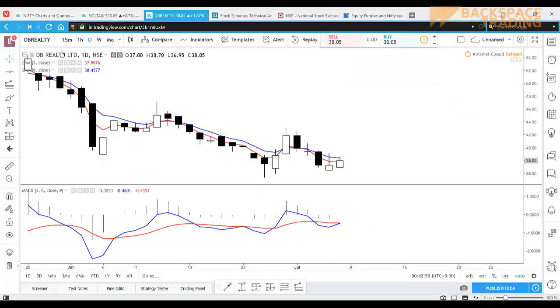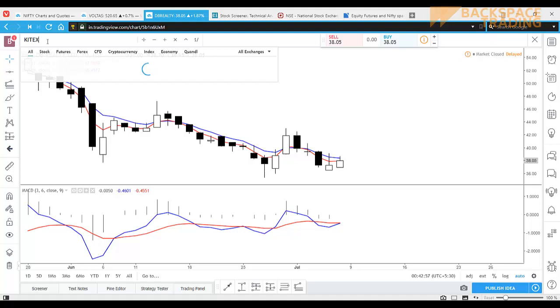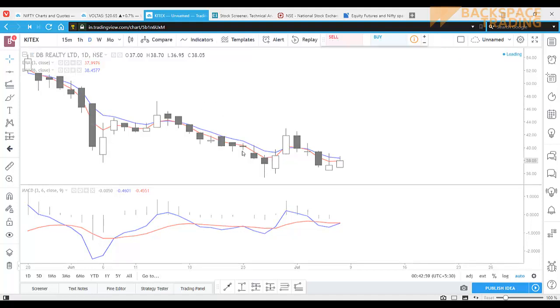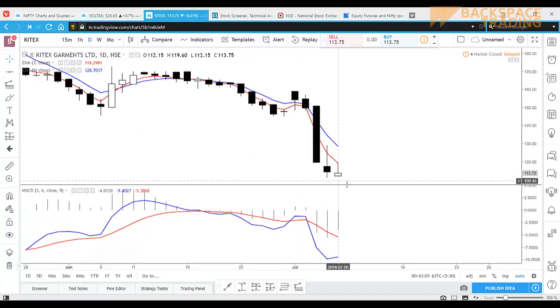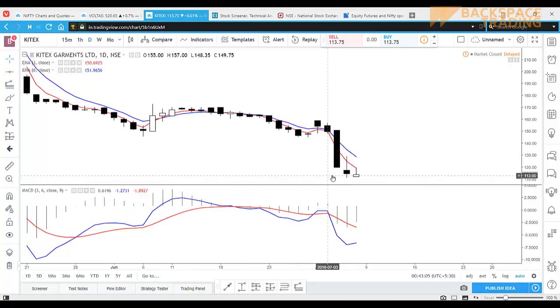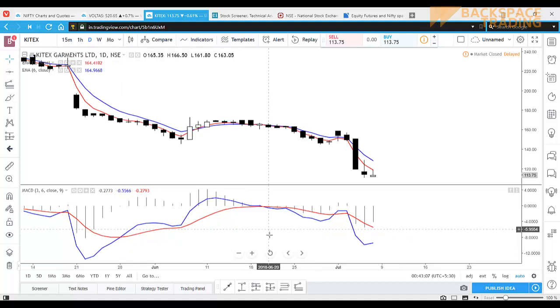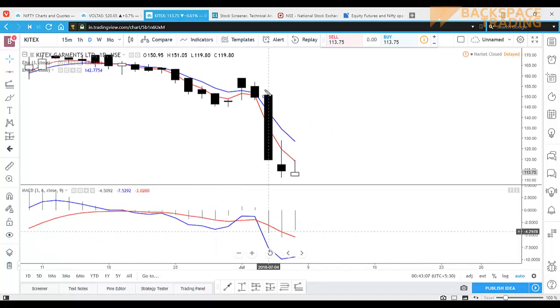Kitex, yeah, that is a possible trade. 3 bar yes, price touching yes, lower low yes, inside bar yes. This is my zero line.